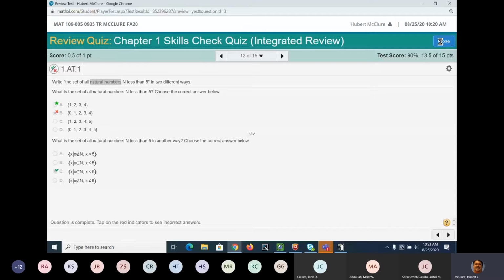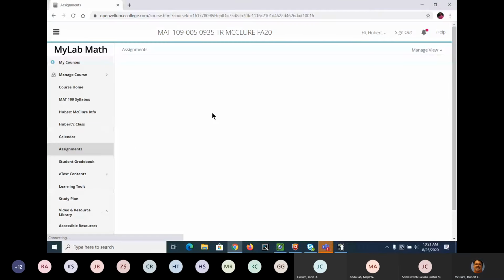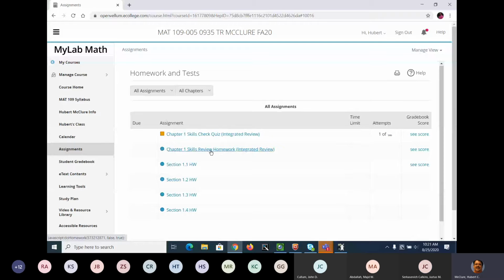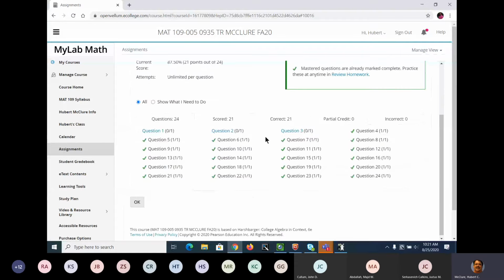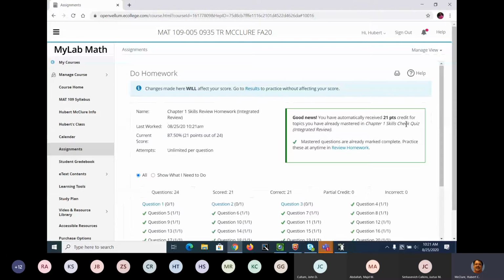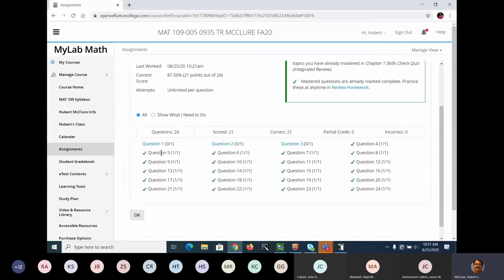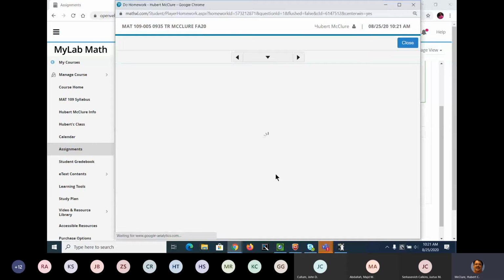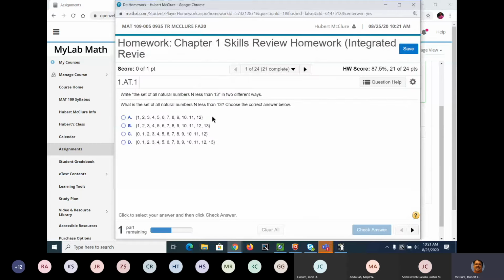What's next in the assignments? What is this? Review homework. Let's look at that. What does that say? You have automatically received 21 points. Oh, whatever. All right, question 1. I think we've already started on, or I don't know. Okay, I'm not going to spend a lot of time on these natural numbers and all that. I'm going to get to the math if that's okay.